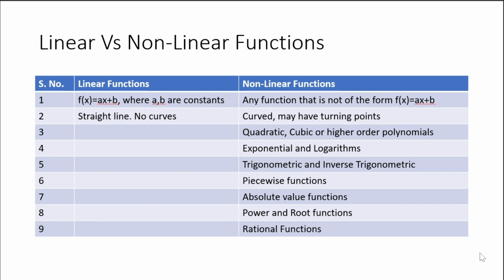So let's first understand what linear and non-linear functions are. A linear function follows the rule f(x) = ax + b, which is nothing but an equation of a line, where a and b are constants. Specifically, a signifies the slope and b signifies the intercept. It's just a simple straight line with no curves in it.